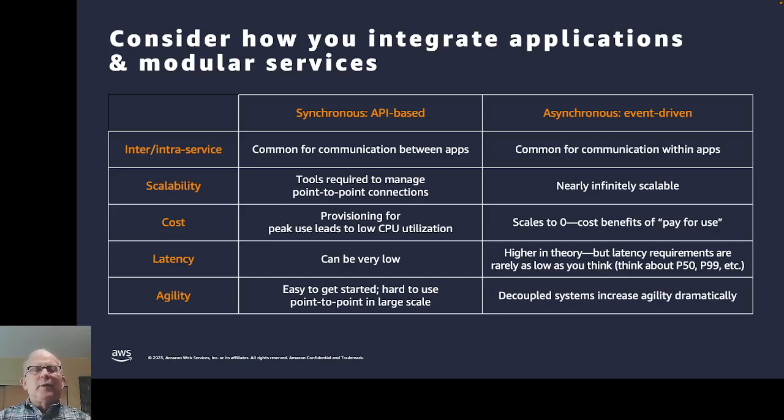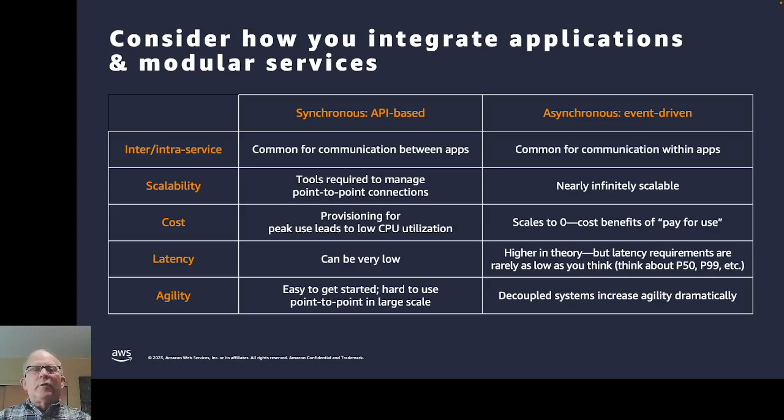APIs will have a lower latency typically, but we don't think that's always as important as it seems. When customers say they need a certain latency, they're usually talking about an edge case, but when we actually look into their P50 and P99 response metrics, we see that the latency required is rarely as low as expected. So these are trade-offs to consider.